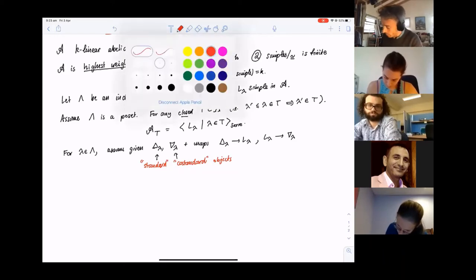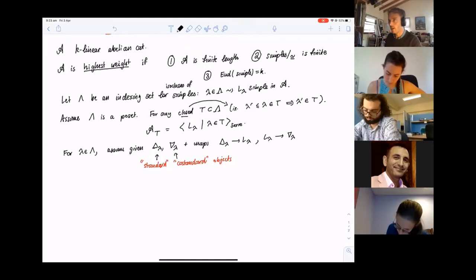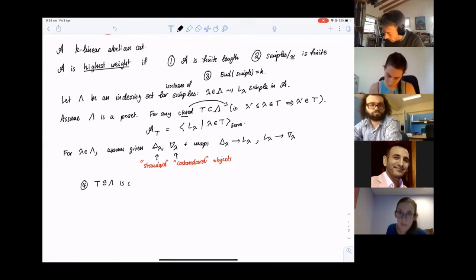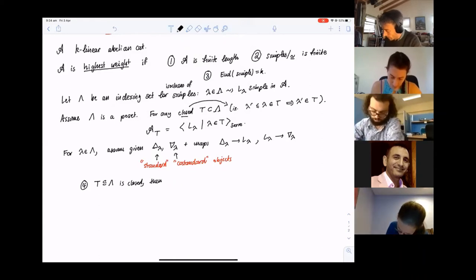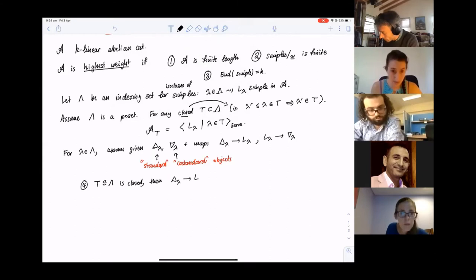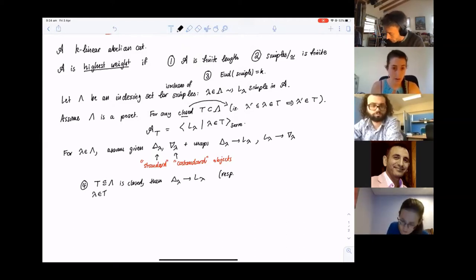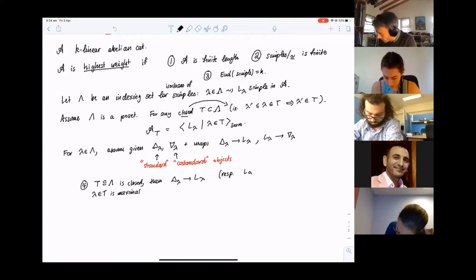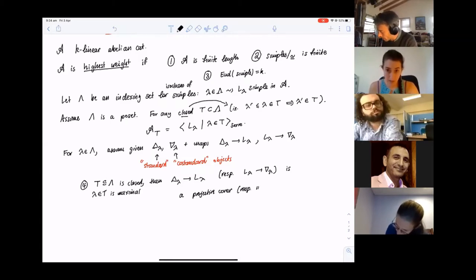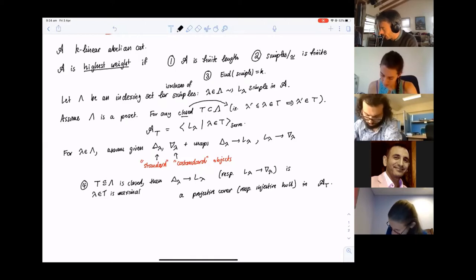And now comes the meat of the definition. If T inside Lambda is closed, and lambda in T is maximal, then the map from delta lambda to L lambda, respectively the map from L lambda to nabla lambda, is a projective cover, respectively injective hull, in A_T.